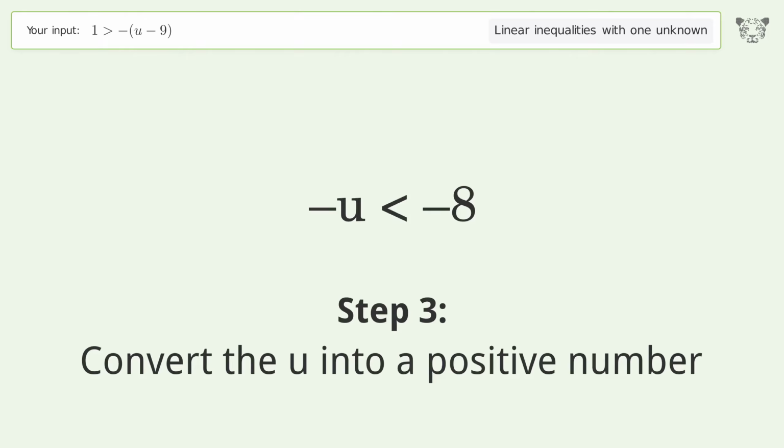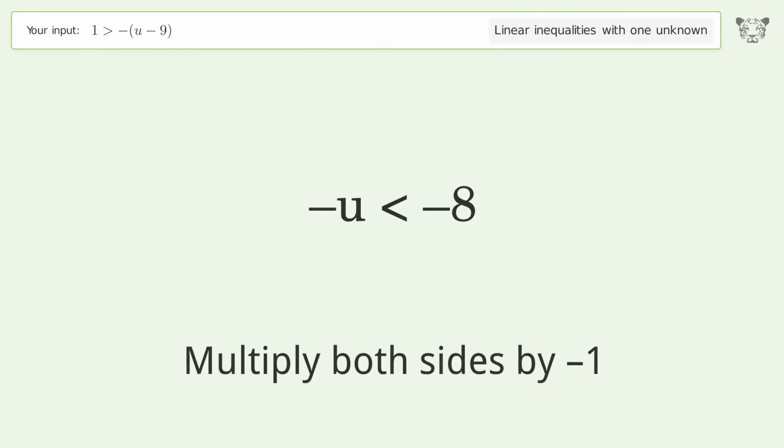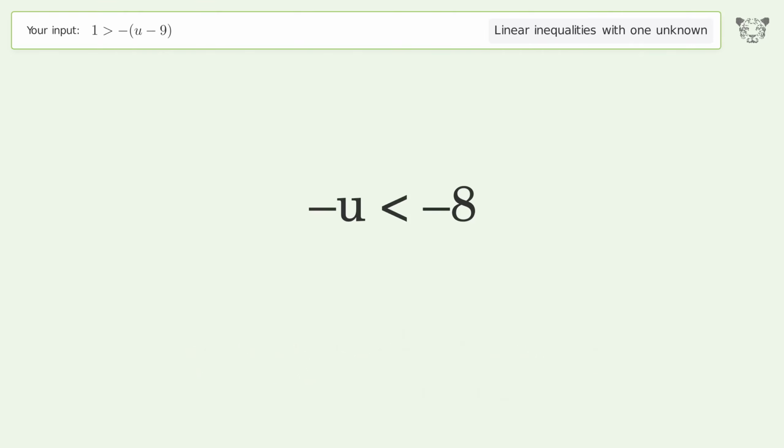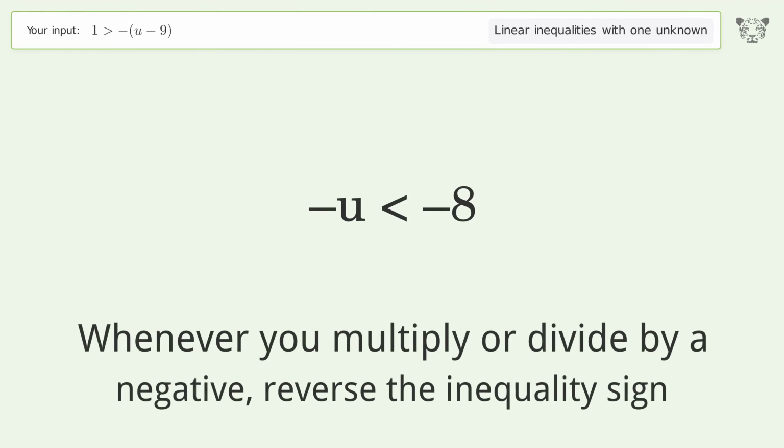Convert the u into a positive number. Multiply both sides by -1. Whenever you multiply or divide by a negative, reverse the inequality sign.